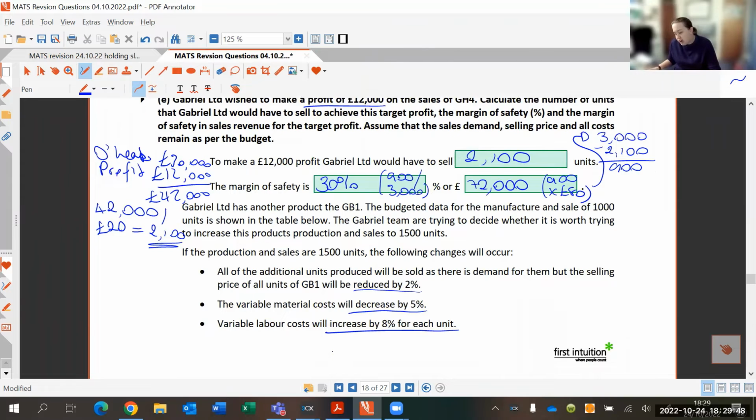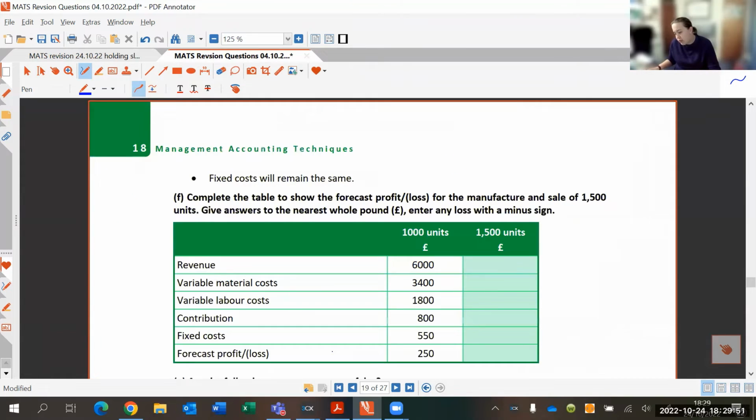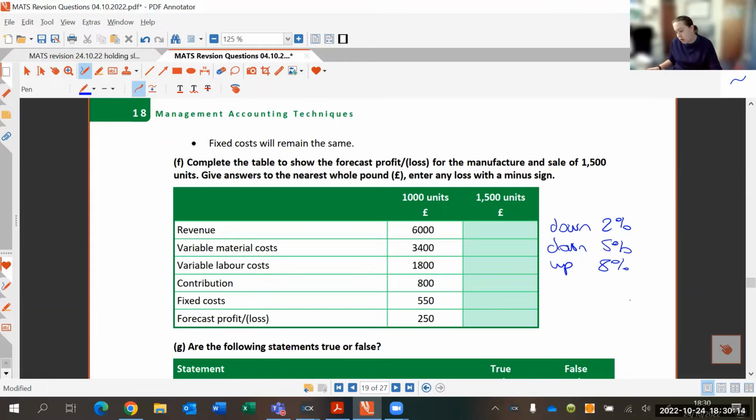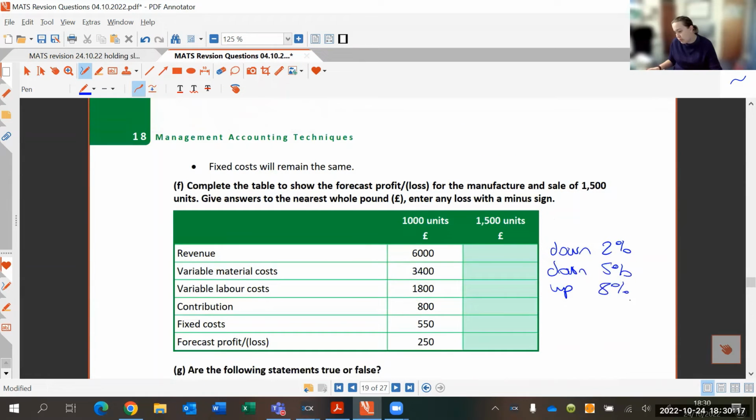So we'll have a look at the information on the table. I think what we'll do is we'll make some notes next to them. So if we remember that we said that the selling price is going to be down 2%. The material costs are also going to be down by 5%, but then the labour is going to be up by 8%. So we need to have a look at those as part of our calculations. I'll move those and put them here so it's just a bit easier. So that's going down 2%.